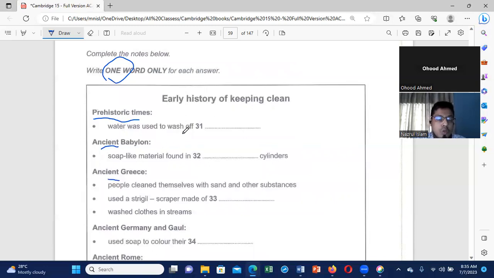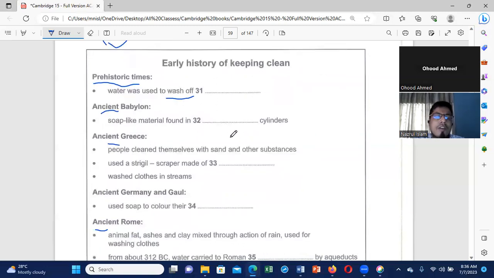Water was used to wash off. Now you can see why. To wash something. Why was water used? To wash off something, for example, maybe a house, maybe their roads, and so on. Ancient Babylon, soap-like material found in something cylinders. They're talking about a cylinder. What type? Adjective. Yes, exactly. In cylinders, what kind of cylinders?